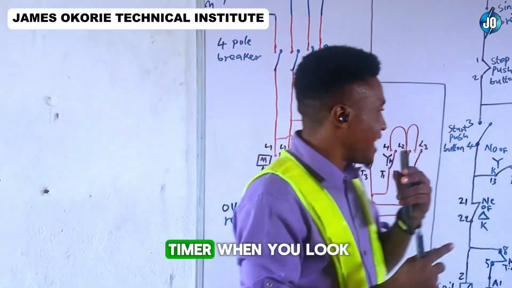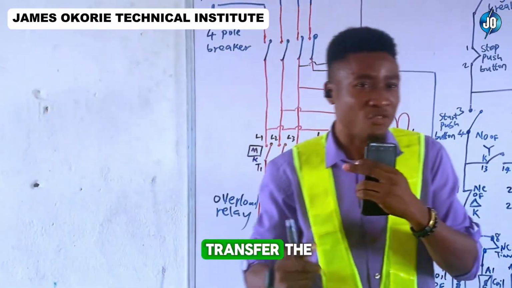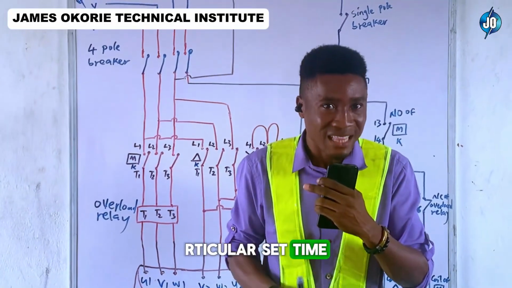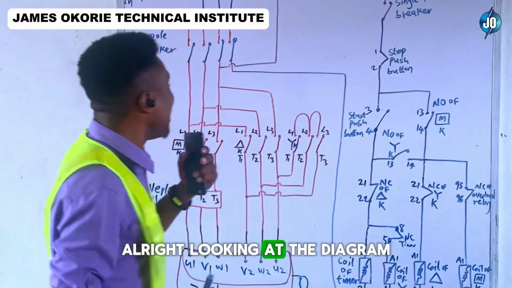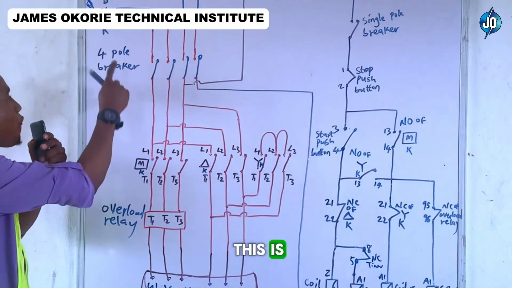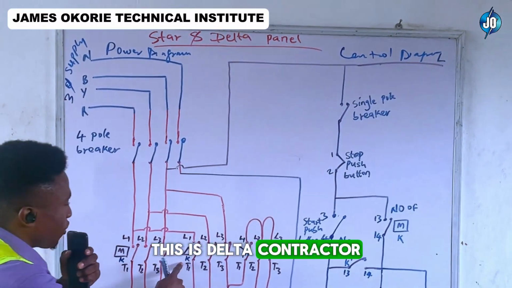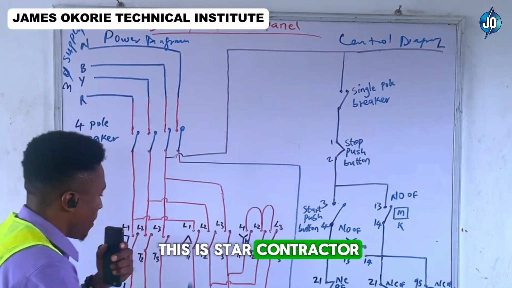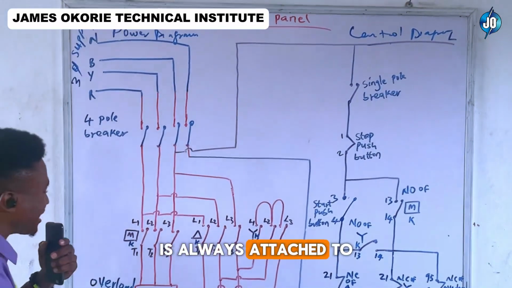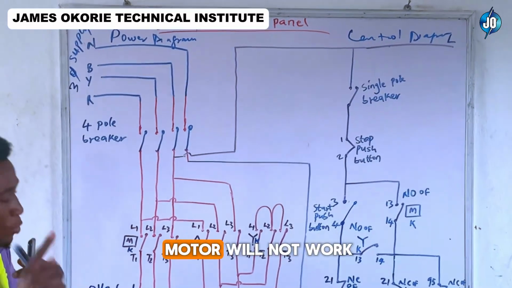The work of the timer here is to transfer the motor from star mode to delta mode at a particular set time. Alright? Looking at the diagram, let me explain it very well. This is a 4-pole breaker. This is the main contactor, this is the delta contactor, this is the star contactor. Now you see that we have the overload relay here. The overload relay is always attached to the main contactor. Why? Because if the main contactor is not working, it means that the motor will not work.